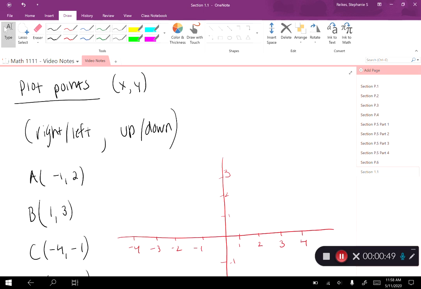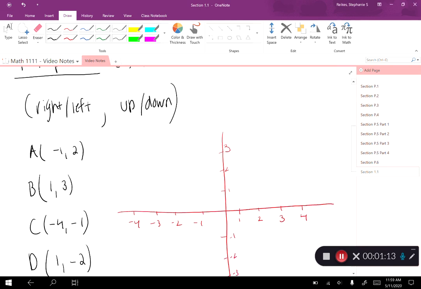Let's begin by talking about plotting points. Remember, each coordinate point is always listed as x, y. Your x value is traveling right or left, and your y value is traveling up or down. Again, the left and right, up and down depend if it's a positive or a negative number. Let's take a look at plotting some points with an example.